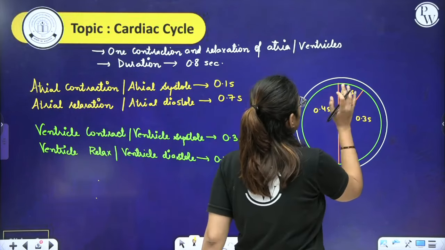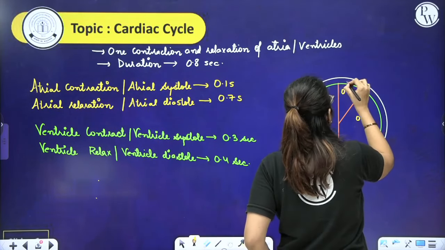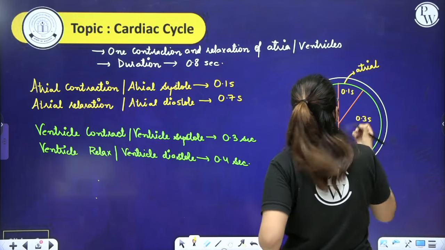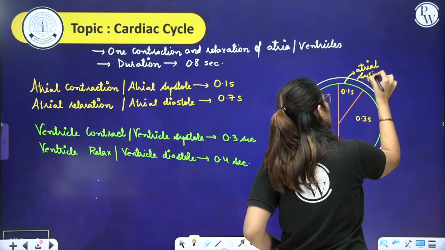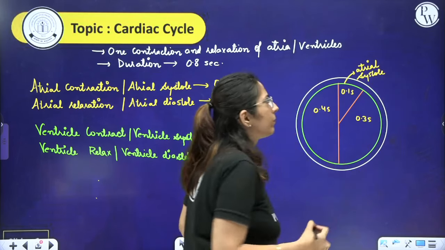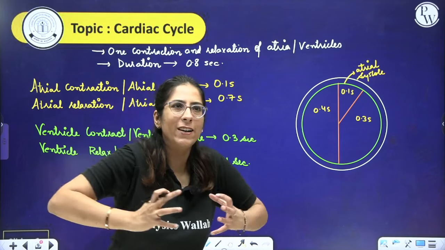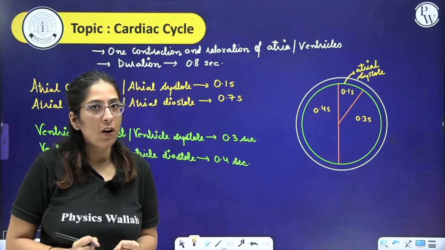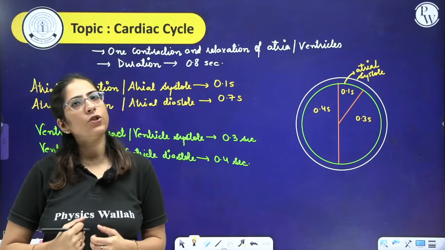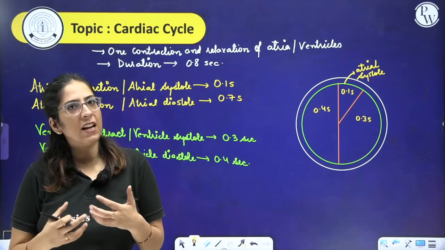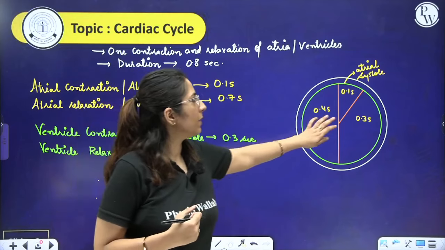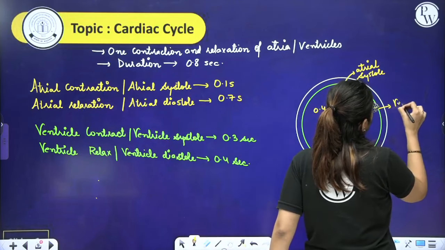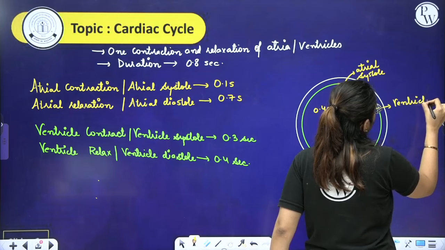Now 0.1 second. So 0.1 second is your atrial systole. I am writing over here. This is the atrial systole. Now first thing is the atria will contract. Listen, atria will contract. Then what will happen? There will be relaxation of the ventricles also simultaneously. Now what will happen? The 0.3 second, the ventricle will contract. 0.3 second, ventricle systole will happen. Ventricle systole.